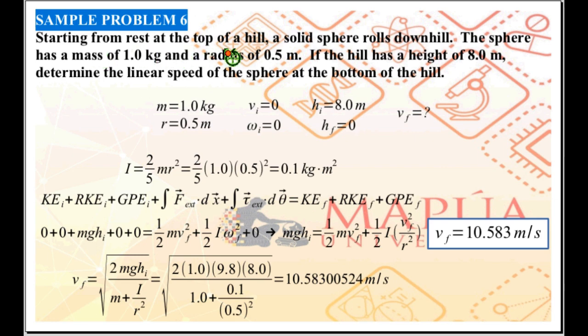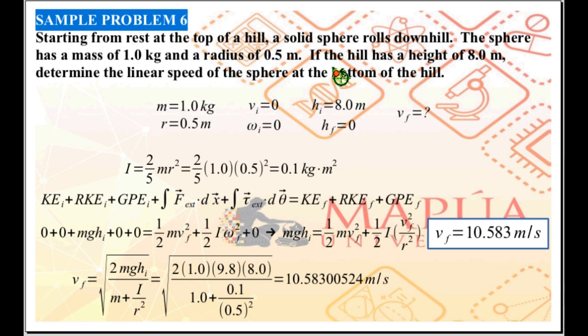Starting from rest at the top of a hill, a solid sphere rolls downhill. The sphere has a mass of 1 kilogram and a radius of 0.5 meters. If the hill has a height of 8 meters, determine the linear speed of the sphere at the bottom of the hill. So the sphere has a mass m equal to 1 kilogram, and a radius r of 0.5 meters.